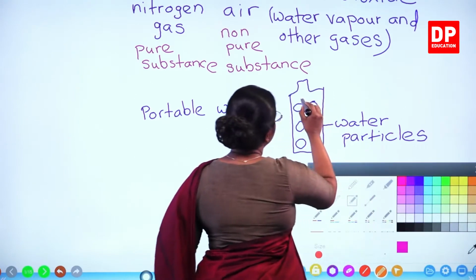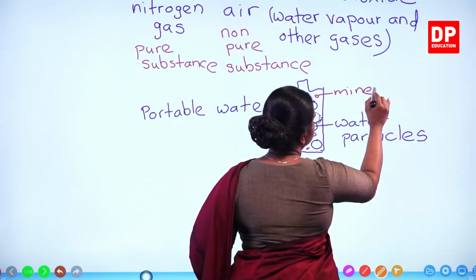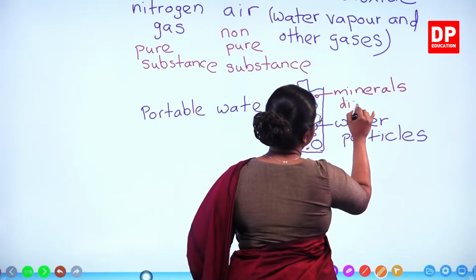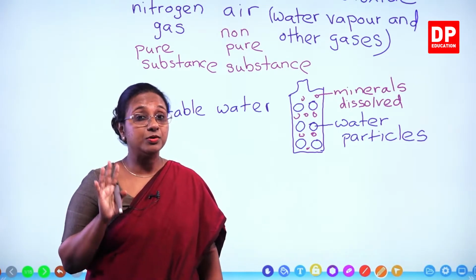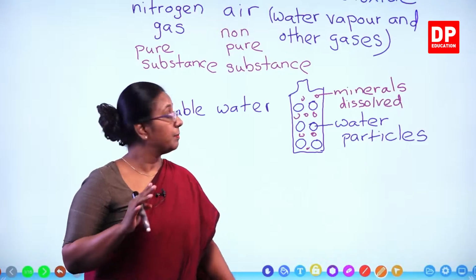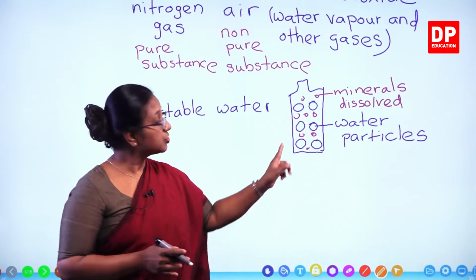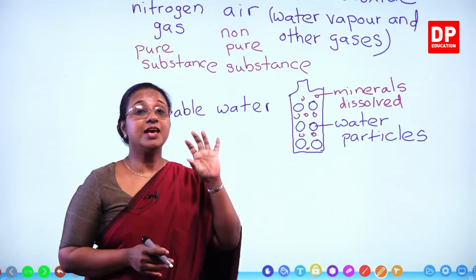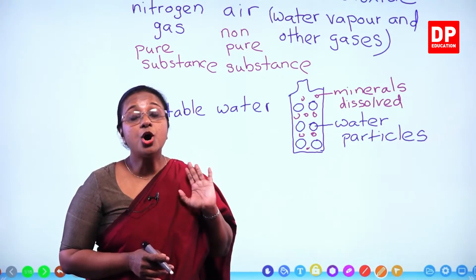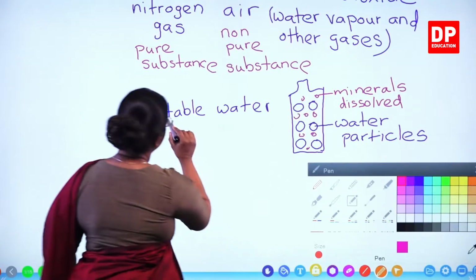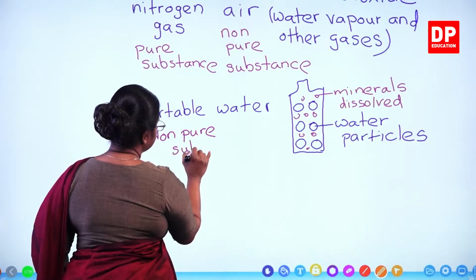And also, we will have other minerals dissolved in it. So in potable water, you all know, normally pure water should not have a taste or an odor. But in potable water, there is a slight taste because there are minerals dissolved in it. So there are water particles and mineral particles. Then, is it pure? No. It is a non-pure substance. So here, potable water is a non-pure substance.